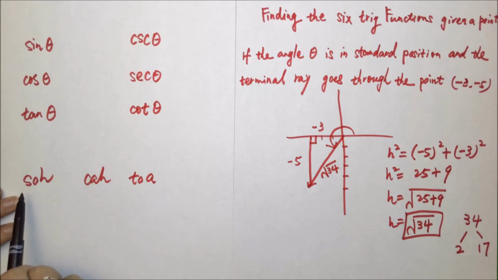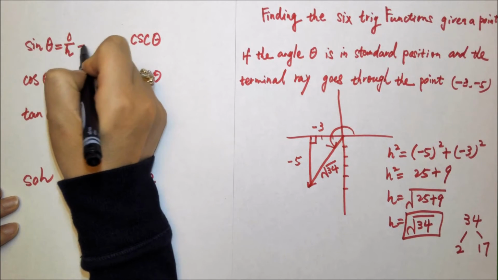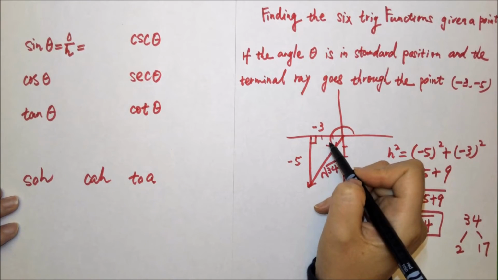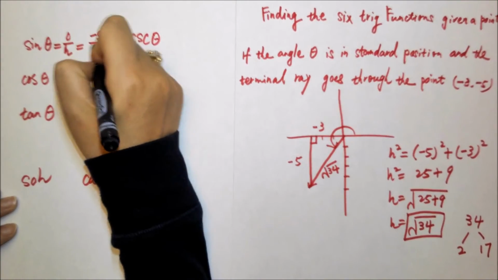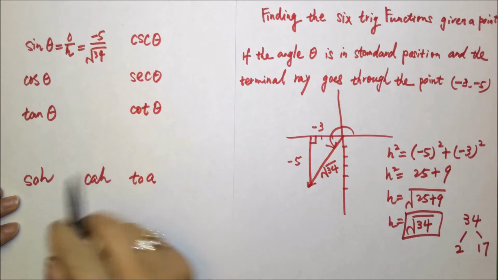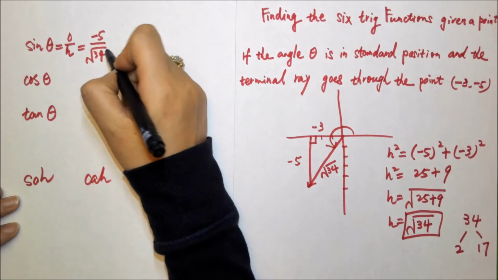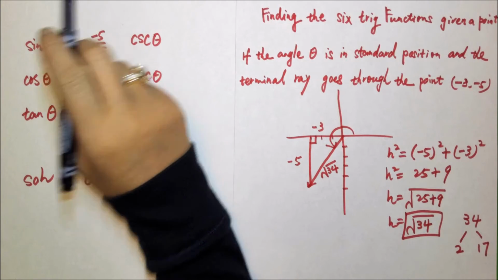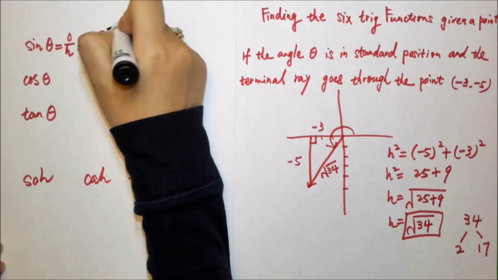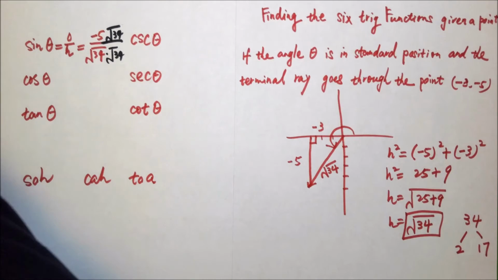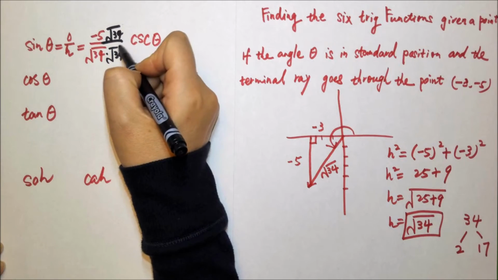For me to figure out sine value, I need opposite over hypotenuse. So I simply make sure I find my opposite side -5 and my hypotenuse square root of 34. Because I need to simplify my denominator, I would like to multiply by itself to get rid of this radical from the denominator. Therefore, my answer will be -5 square root of 34 over 34.